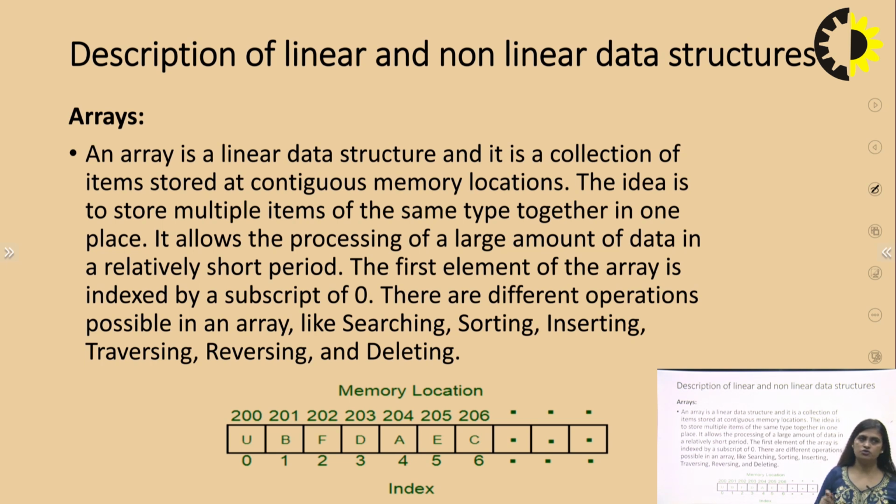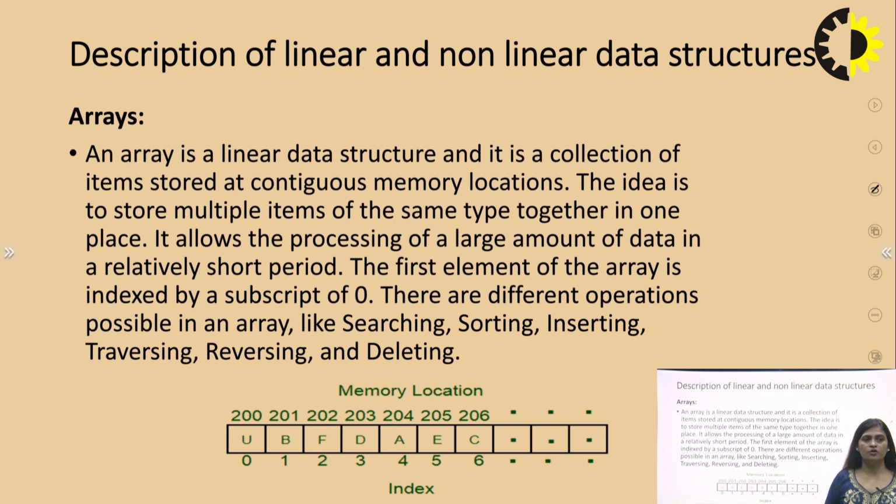The idea is to store multiple items of the same type together in one place. It allows the processing of a large amount of data in a relatively short period. First element of the array is indexed by a subscript of 0, meaning whenever you perform any operation using C, indexing starts from 0.